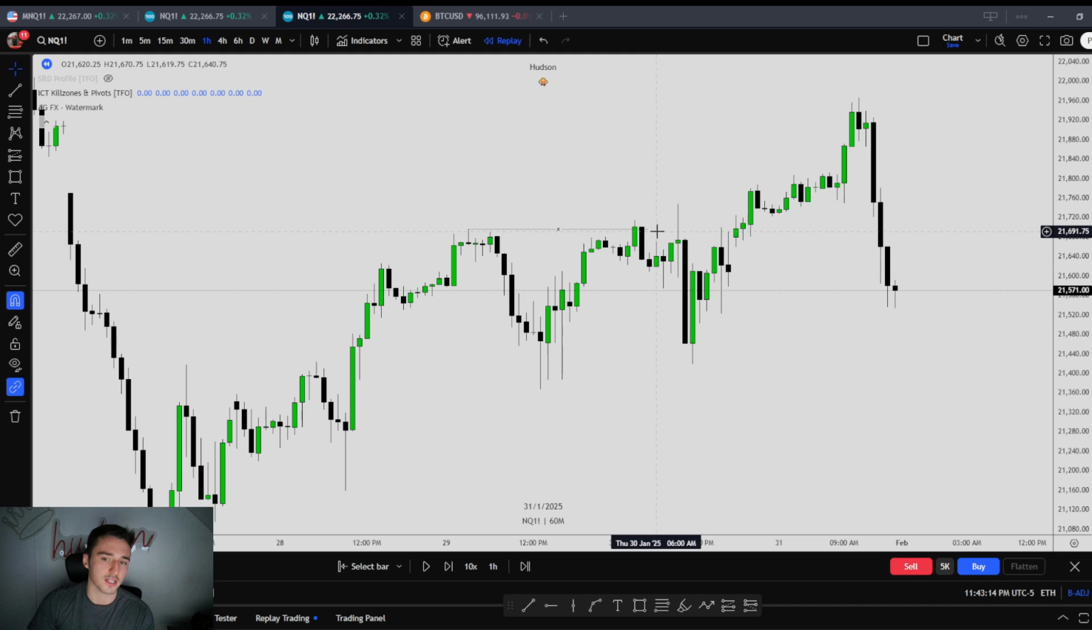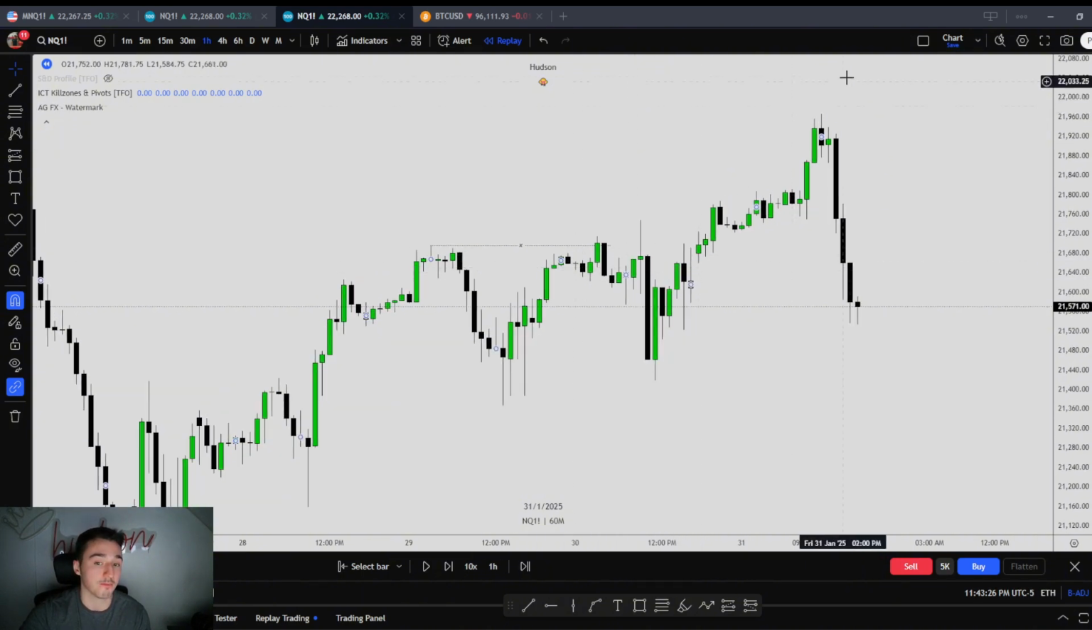So what are you going to do in this situation? 2 in the morning hit a key level. 3 in the morning took out, what is this, previous day high? Wednesday, Thursday, yeah. Took out previous day high. You can pretty much guarantee that this is going to be a seek and destroy day.